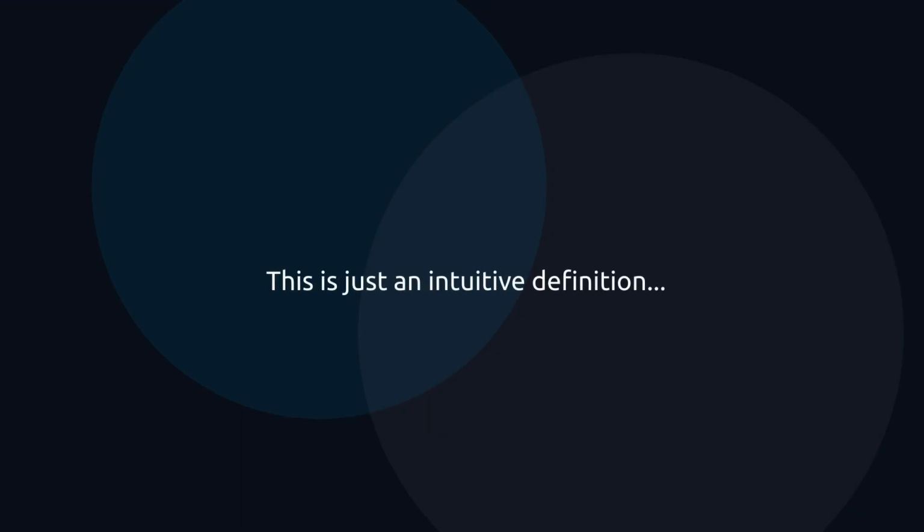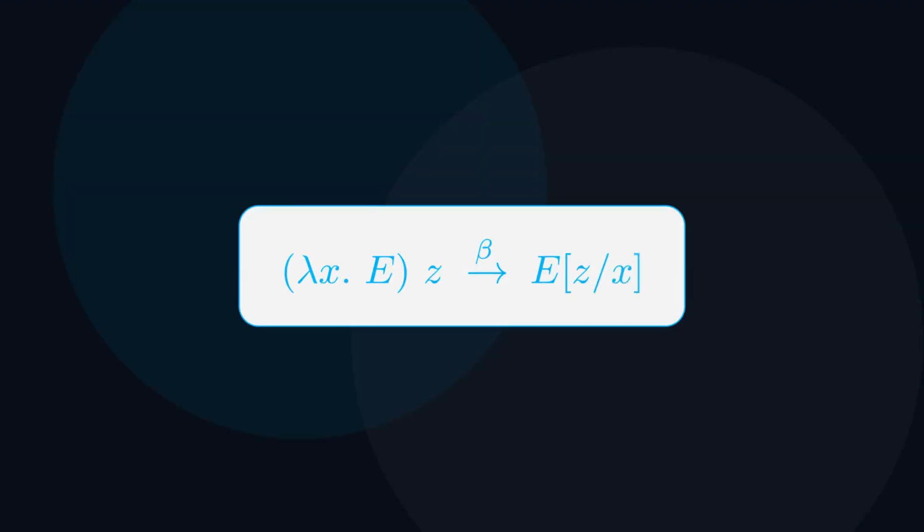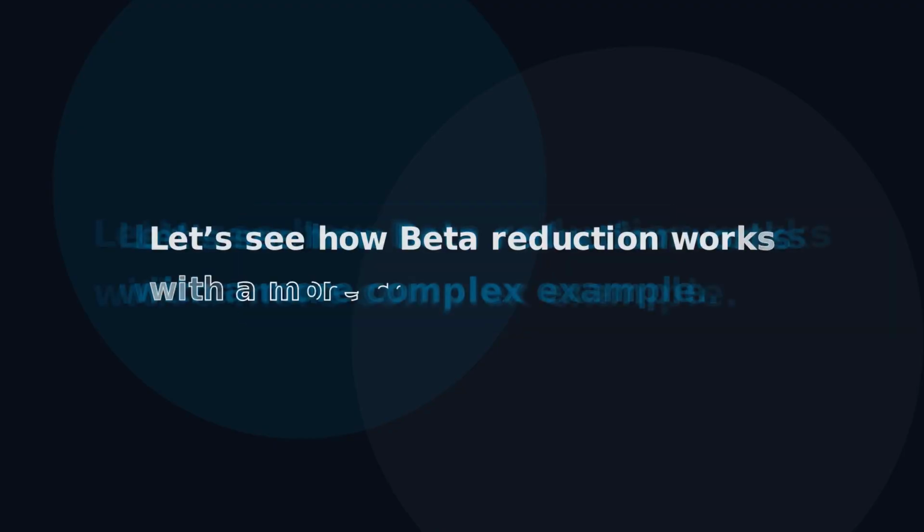This is, however, an intuitive definition. We defined it, we could say, bottom-up, by just providing an example and then explaining how that was an instance of a thing. But formally, beta reduction is defined as follows. If we have a function, lambda x dot e, and apply it to z, then we can beta reduce it to e[z/x], which means we are replacing all the free occurrences of x in e with z.